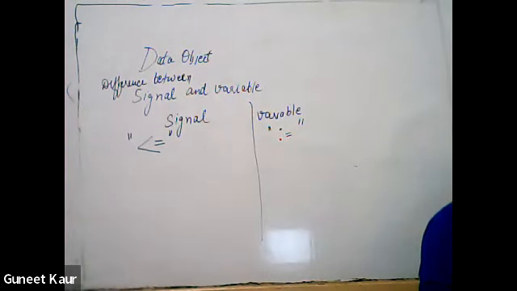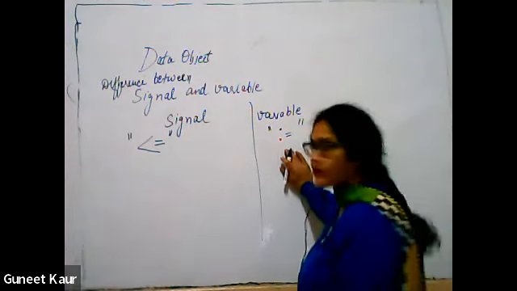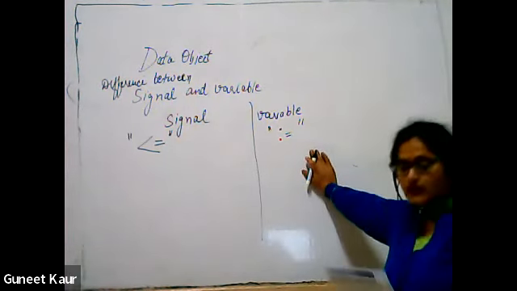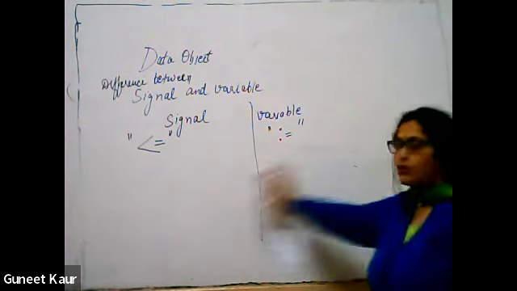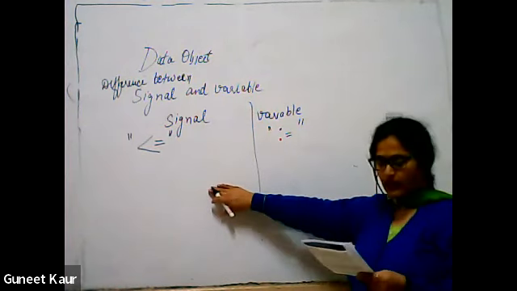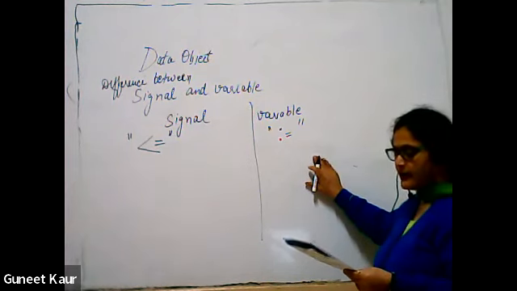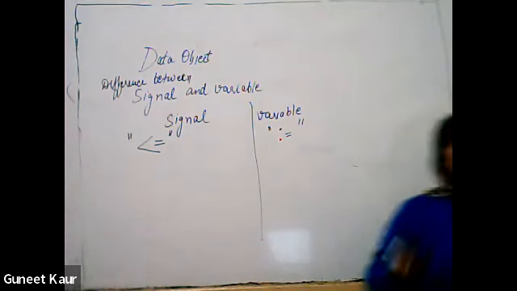Second difference is that your signal represents the circuit interconnect, whereas variable gives you local information only. Now the third point is signal can be seen by the entire board, means this is global. But variables are local. They can only be seen inside the process, functions and your procedures.